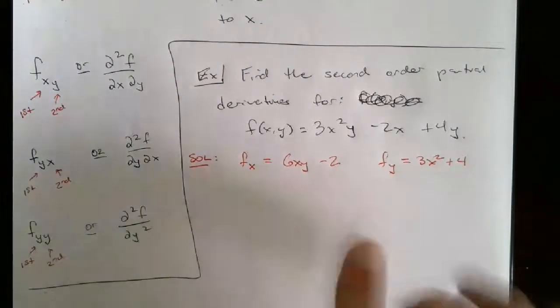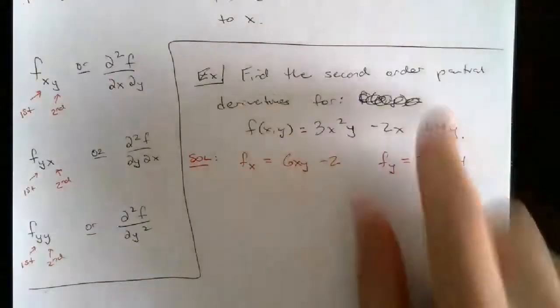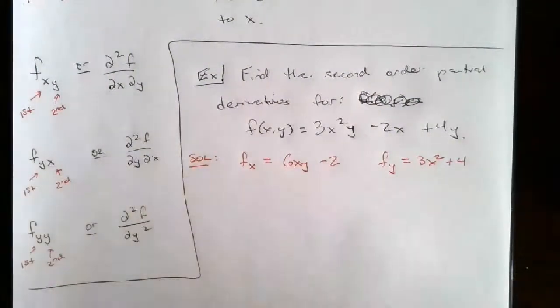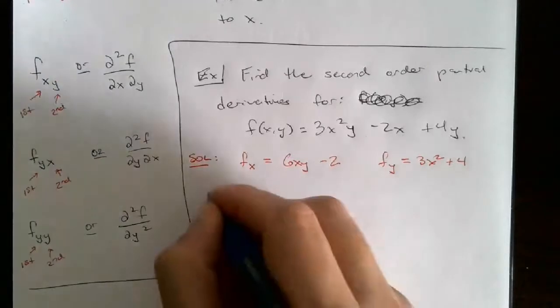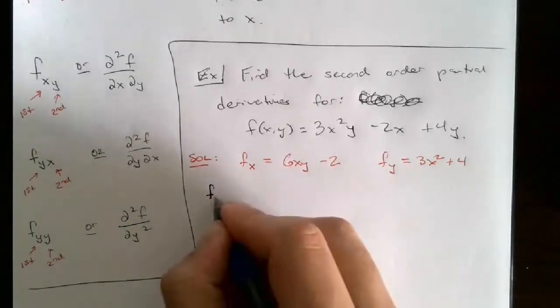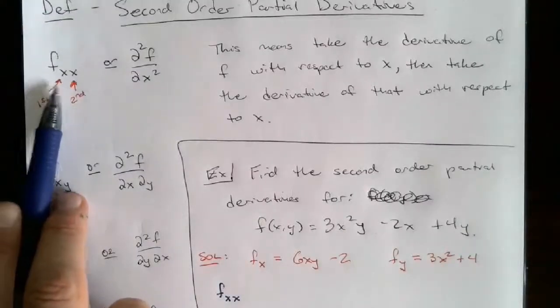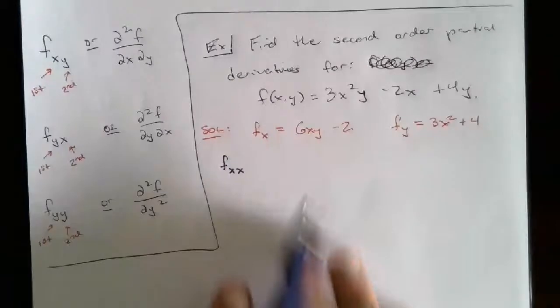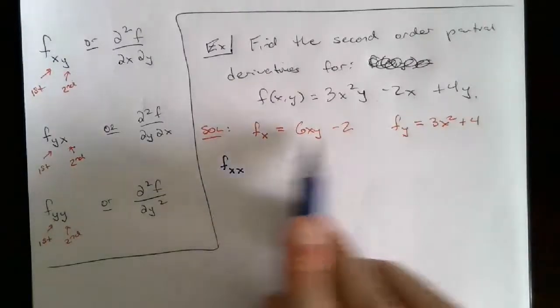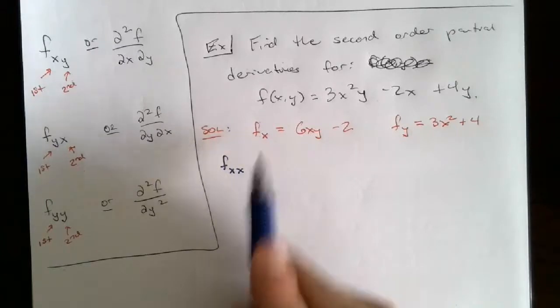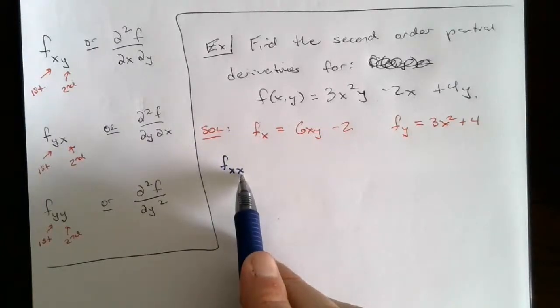Now, I didn't actually answer the question yet. I want the second order partial derivatives, and so far I've only found the first order partial derivatives. So now we're going to look for the second order. Say I want the first derivative with respect to x and the second with respect to x. The first with respect to x is telling me to use this first order partial derivative. Now I'm taking the derivative of that with respect to x.